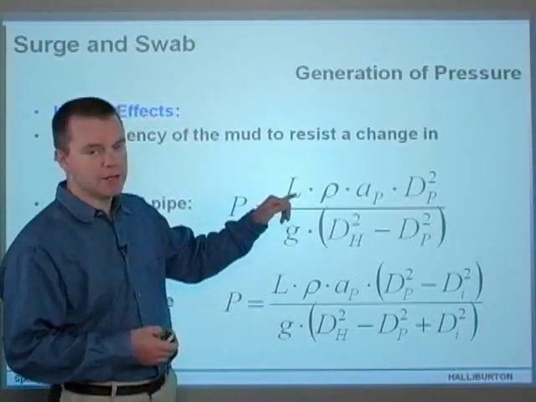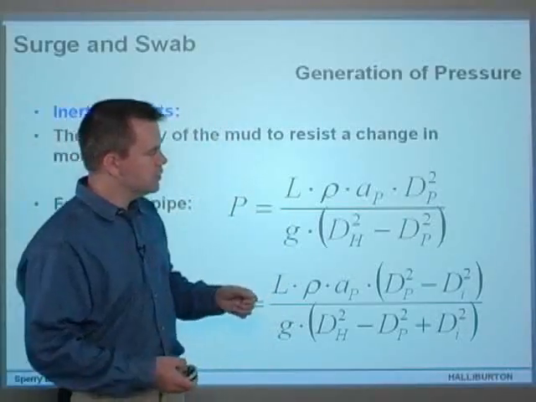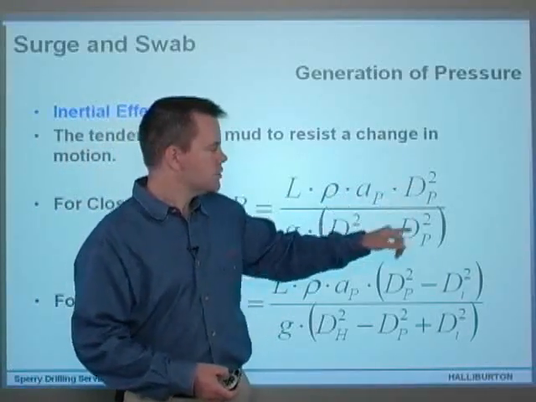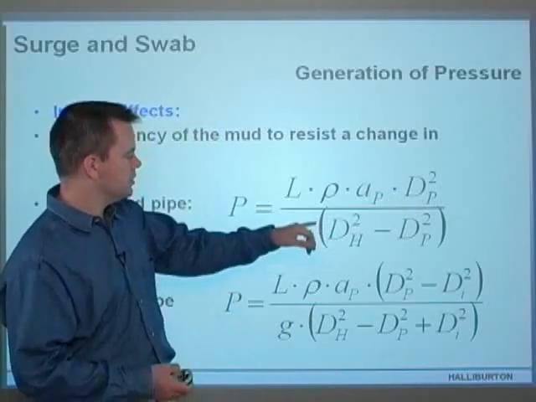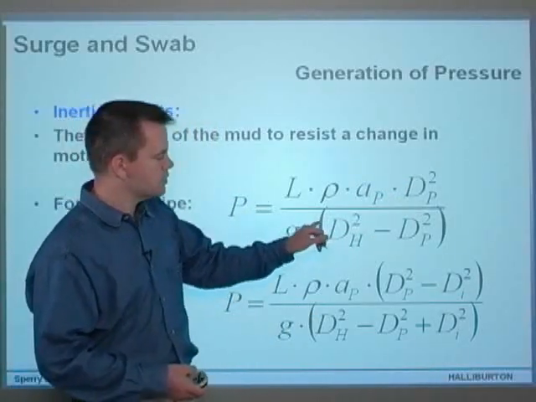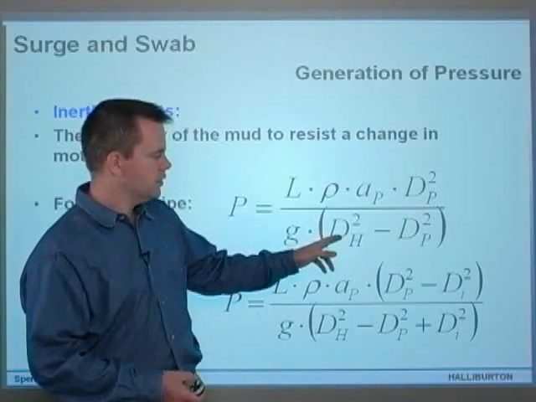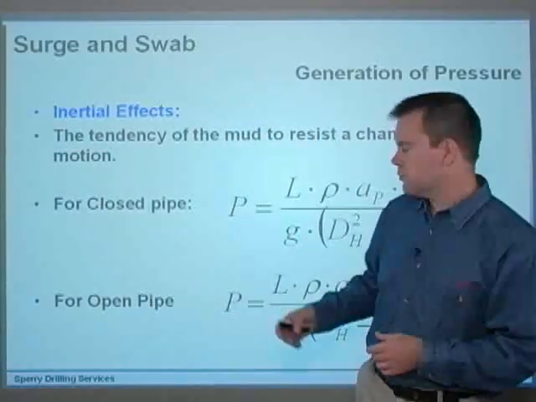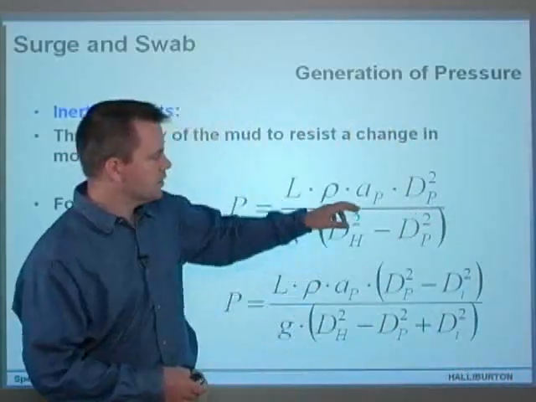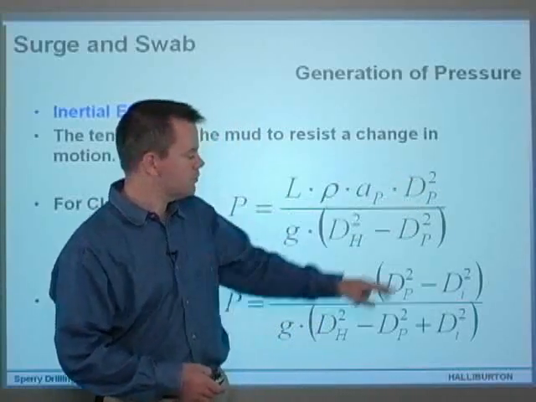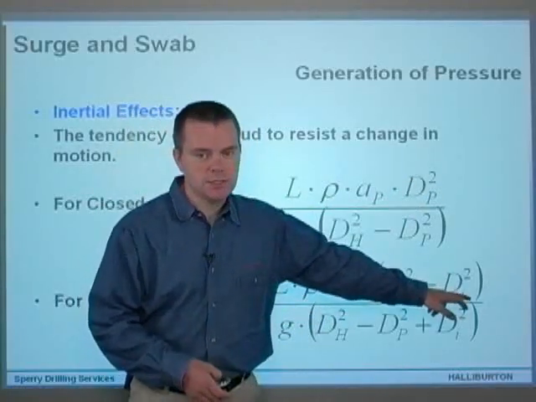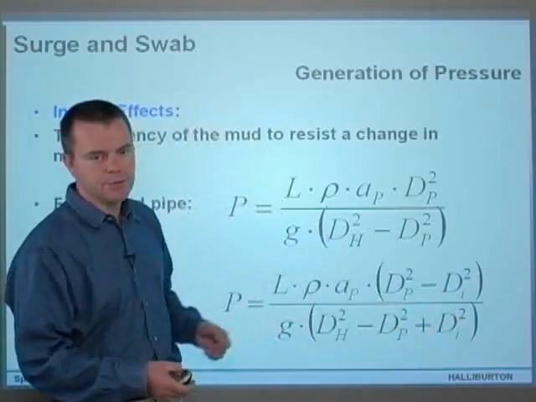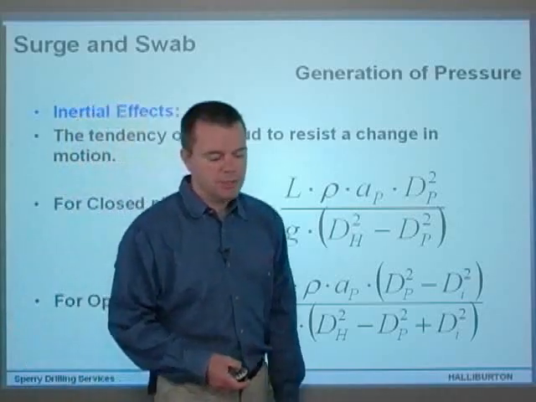Basically, pressure equals the length of the section in which your pipe is, the density of the mud, the acceleration of the pipe, the square of the diameter of the pipe divided by a gravitational constant, and then in brackets here we've got the square of the hole diameter minus the square of the pipe diameter. That's for closed pipe. For open pipe, instead of the external diameter of the pipe being squared on the top, you've just got the external minus the internal diameter of the pipe. And again, you've got an internal diameter of the pipe squared on the bottom here as well. So you've got closed and open pipe for inertial effects.